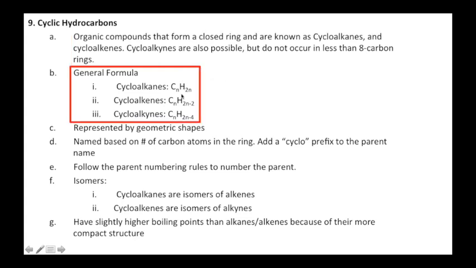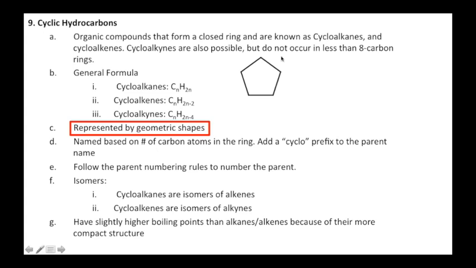Cycloalkanes have the formula CnH2n, and here's the formula for alkenes and for alkynes. They are represented by geometric shapes. What do I mean there? Well, take a look. If I had C5 in a straight line in just an alkane, I would have pentane. I could bend the two ends together. I'd have cyclopentane. And I can show that by drawing a pentagon.